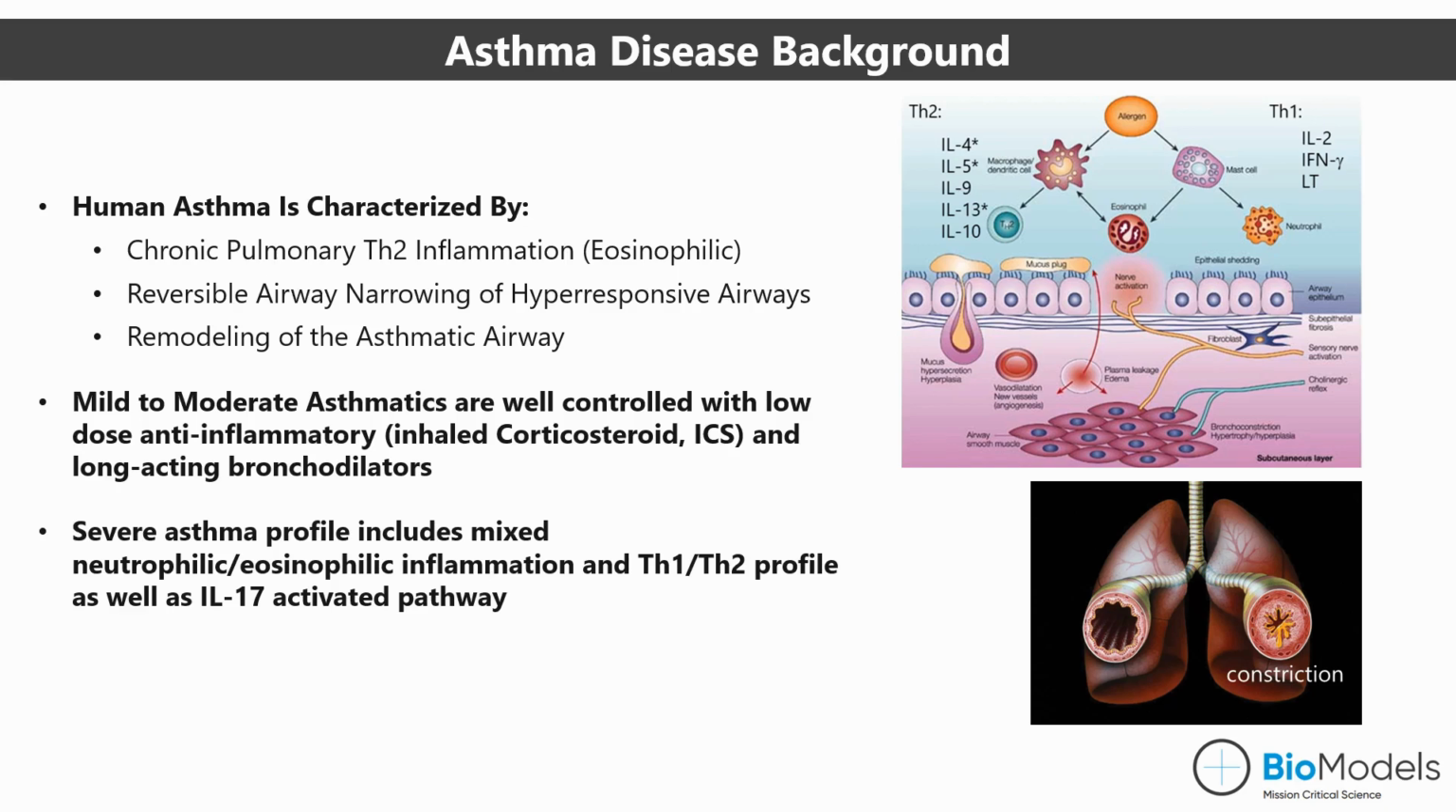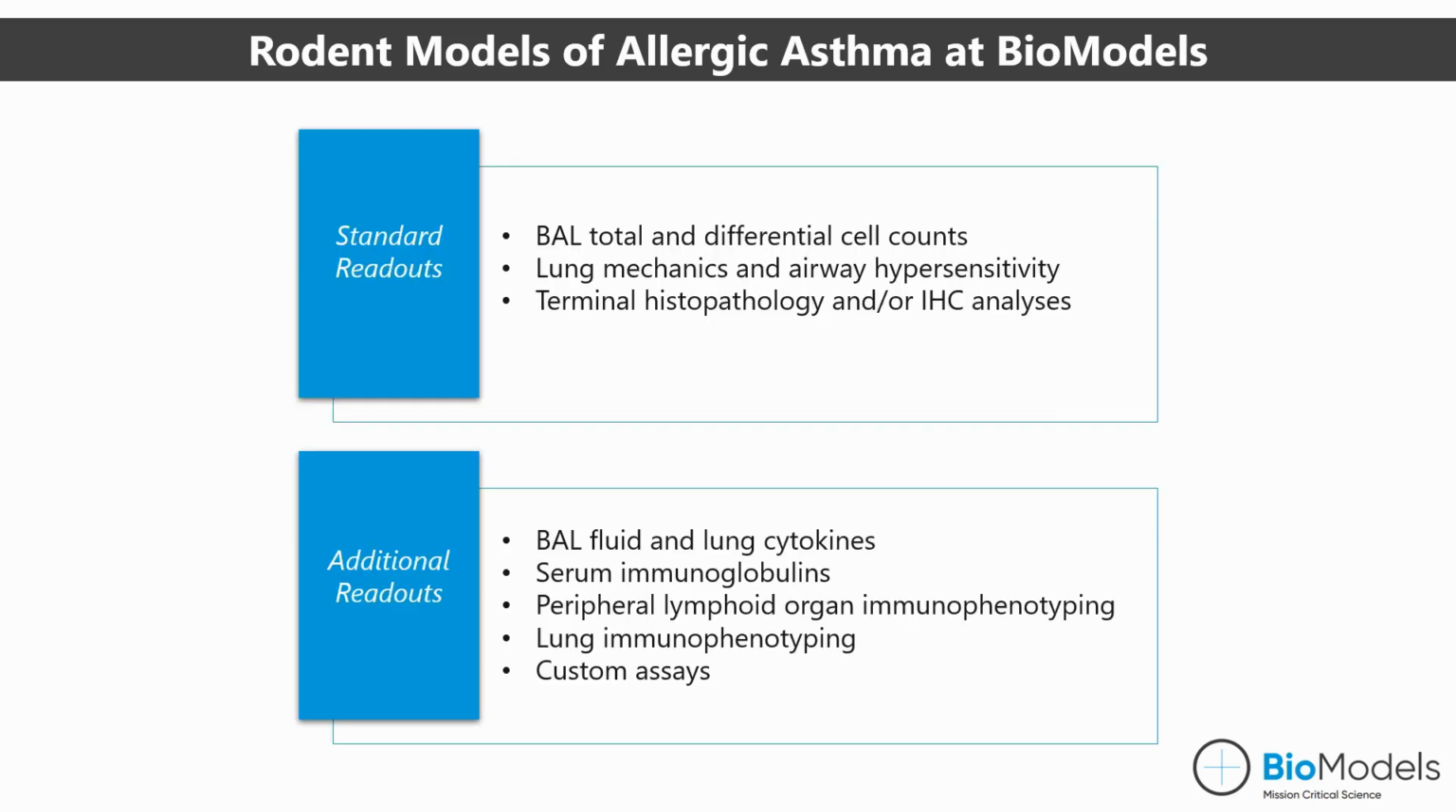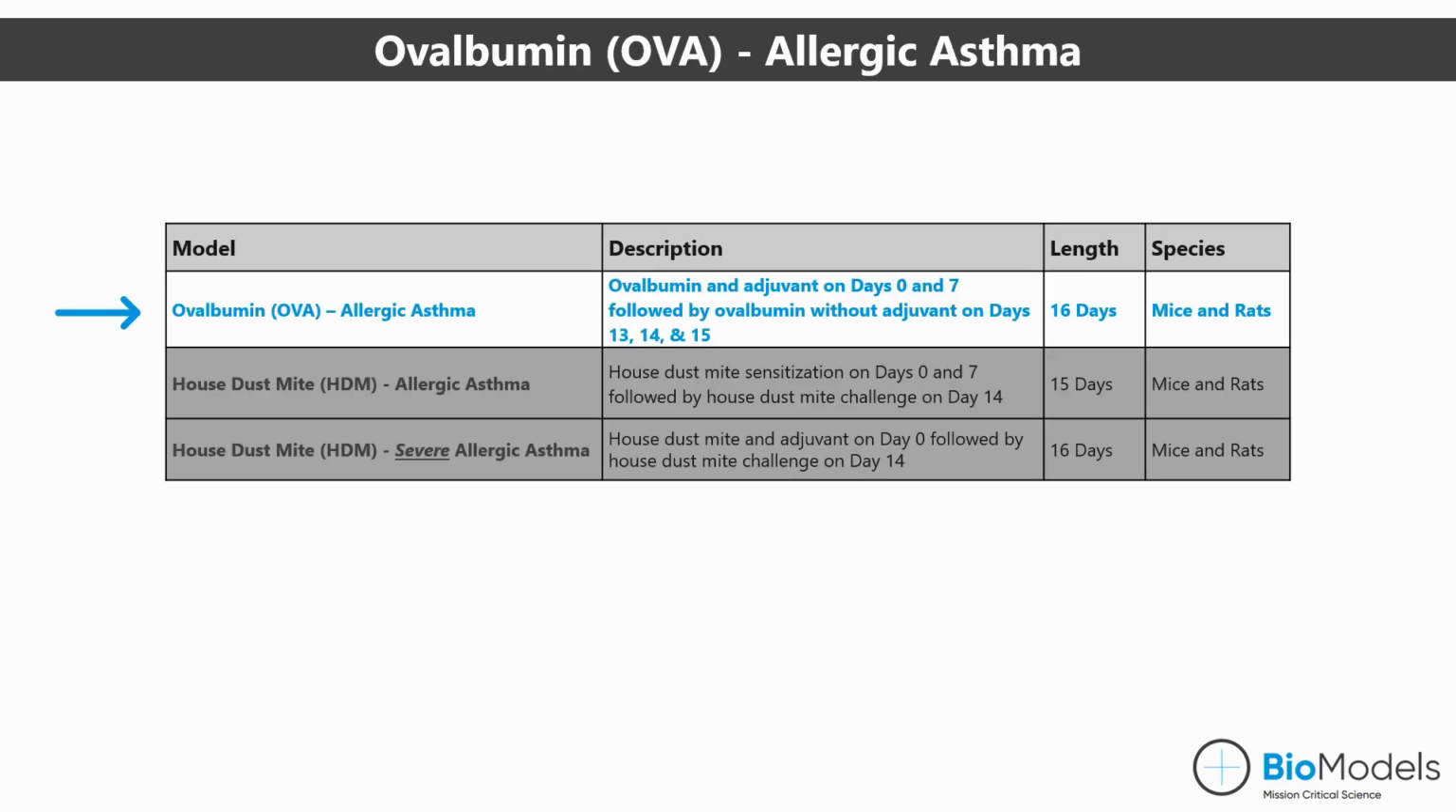So today we're going to speak about 3 specific models of asthma, one being an ovalbumin-induced model, another being a house dust mite-induced model, and finally another version of a house dust mite model that shows a more severe allergic asthma mixed phenotype. We're also going to talk a little bit about the data that we typically get from these models, including differential cell counts from the BAL fluid, lung mechanics, as well as histopathology and cytokine analysis. First I'll start with showing data from the ovalbumin-induced model.